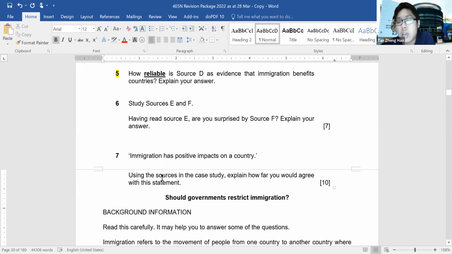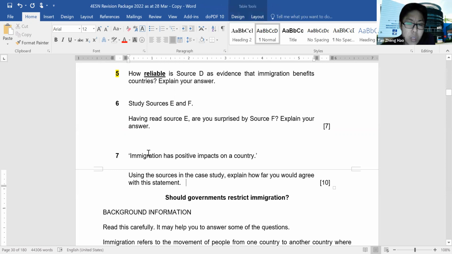All right, I won't spend too much time on this one because I won't have time to go through all the sources again. Because if you watch my previous videos, I will have covered source A, B, C, D, E, and F already, 6 sources. Okay, I'm just going to show you in this video what the template is and what the requirement is to score well. All right, so immigration.